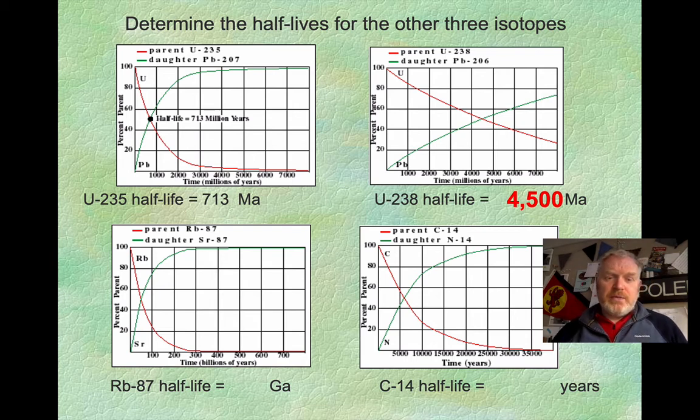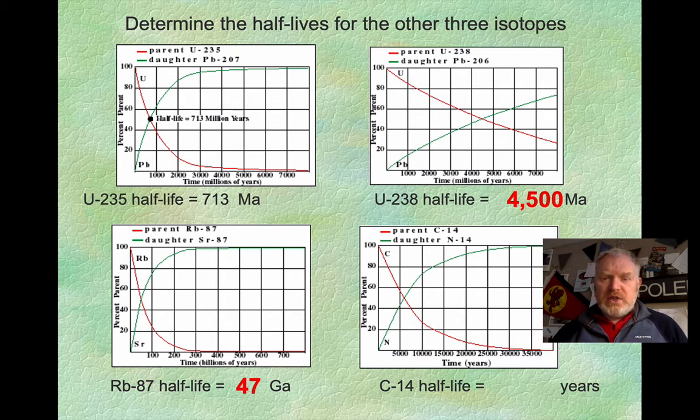Rubidium strontium has a significantly longer half-life. That's about 47 billion years. So rubidium strontium might be better suited to dating ancient rocks rather than more recent rocks, where measuring the exact amount of parent and daughter might be quite tricky.